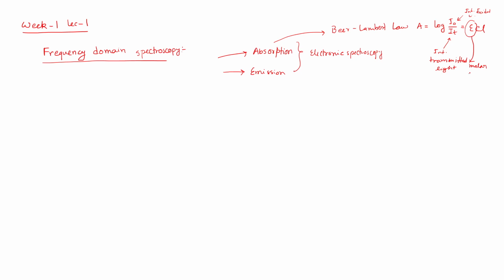where epsilon is known as the molar extinction coefficient, or in some places it is also known as molar absorptivity. These are common terms, and their units are already being discussed, right? So this is the concentration, and this is the path length.